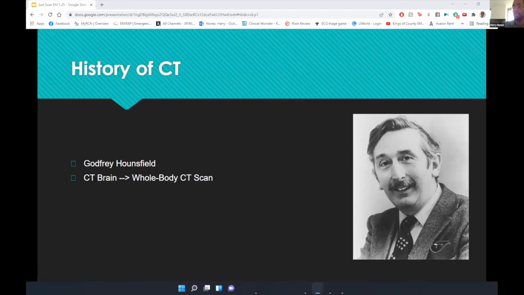First, we'll talk about the history of CT. The first CT scanner was built by Godfrey Hounsfield in 1971. At first, it was only designed to take pictures of the brain. In actuality, the first CT scan of a living brain was done on a 41-year-old female, and it revealed a brain tumor. It was then in 1975 that the first whole body CT scanner was built.